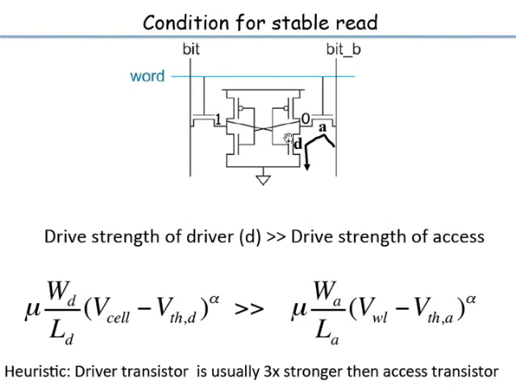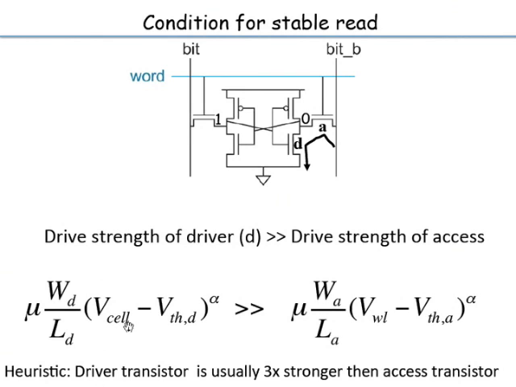Basically, what you need to ensure is that this voltage on the 0 side shouldn't bump up too much during a read. If it doesn't go up too much, then you won't trip this inverter, and so the state will not change. So really what you want is the drive strength of this driver transistor to be much larger than the drive strength of the access transistor. That is one relationship which has to be maintained. Now what determines the drive strength? Mobility, Cox, and WD by LD, because when you start off the cell is in saturation.